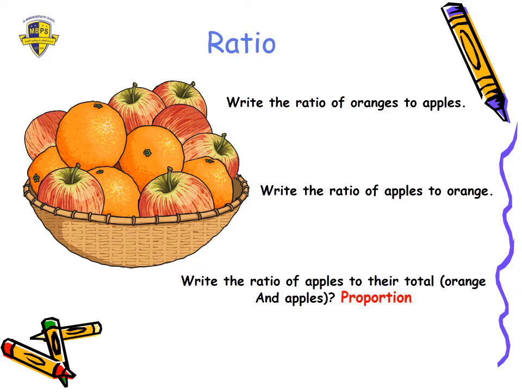Write the ratio of oranges to apples. So we will start from orange. How many oranges? Excellent. 5 to how many apples? 7. So this is 5 to 7. Good. Now the second one. Write the ratio of apples to oranges. How many apples do we have? 7. Good. And how many oranges? 5. So this is 7 to 5. Excellent.